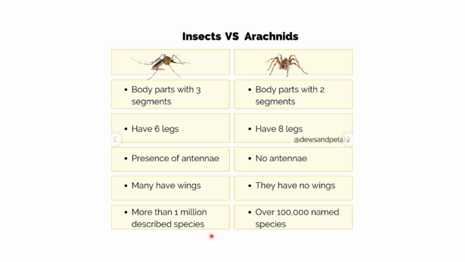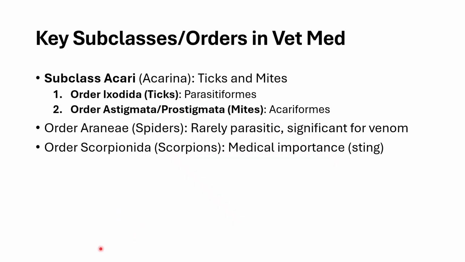There are more than 1 million described species for the insects, while there are over 100,000 named species for the arachnids. The ticks and the mites belong to the subclass Acari or the Acarina, and under this subclass we have two major superorders, the Parasitiformes and the Acariformes. The order Ixodida or the ticks is under the superorder Parasitiformes, whereas the orders Astigmata and the Prostigmata or the mites are under the superorder Acariformes.